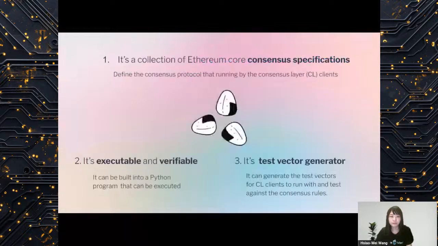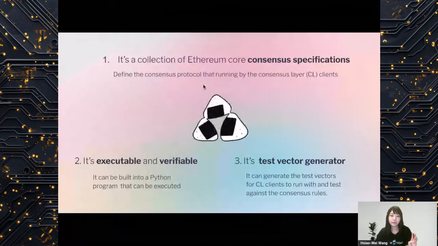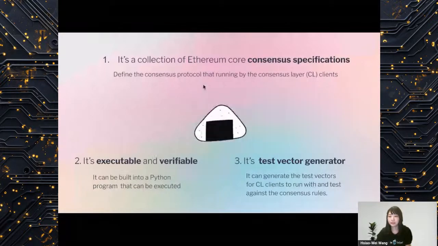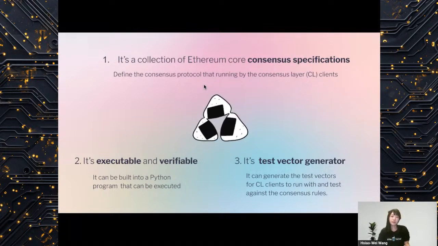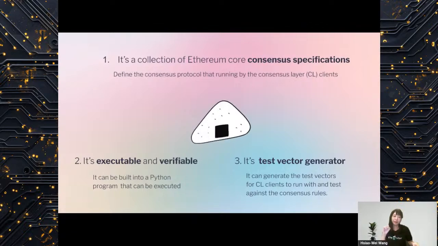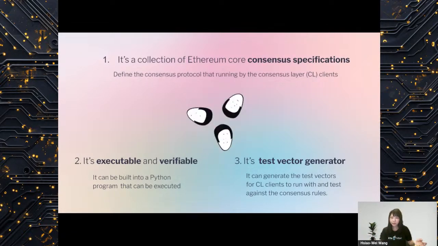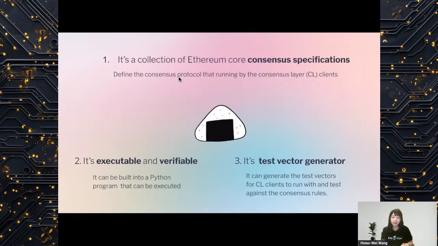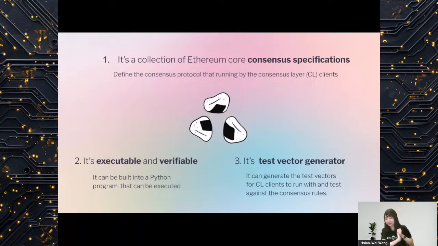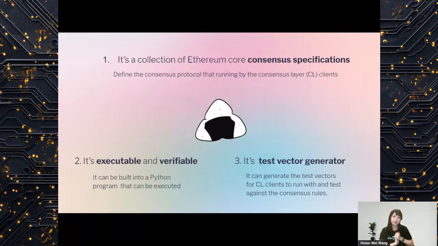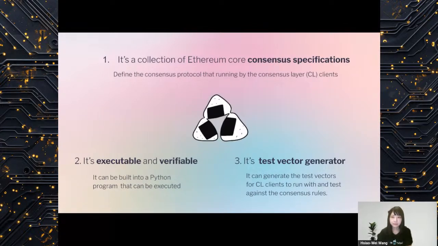For the consensus Python spec, it has three purposes. First, the most important, it is the center of the Ethereum core consensus specifications, which means it defines the protocol in the files. Second, the most interesting part, it is executable and verifiable. It can be built into a Python program and then executed. We will talk about it in detail later. And third, it is also the test vector generator for the CL clients to test their implementations.